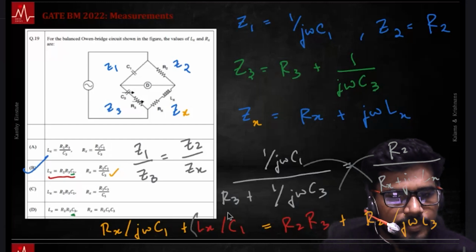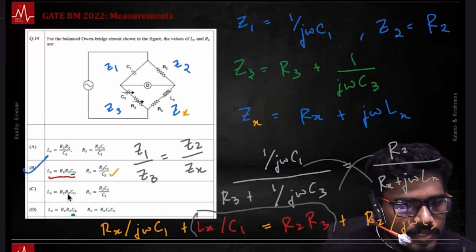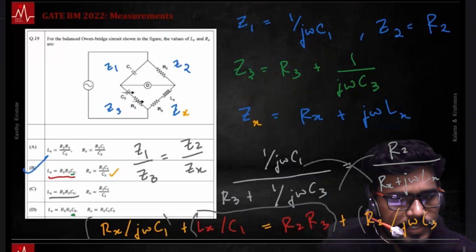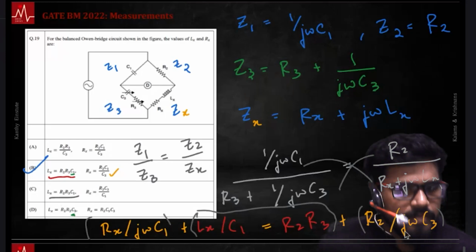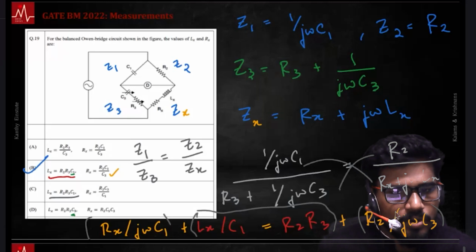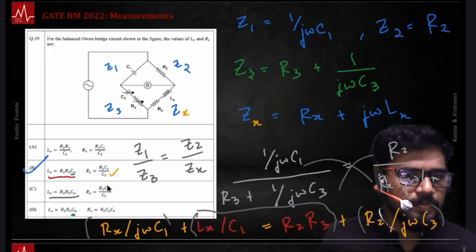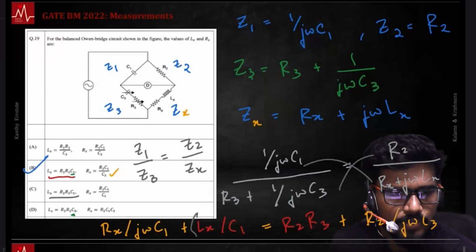What I got is, I equated the real parts here. There is no j term here. So Lx is R2 R3 into C1. Two options, I suppose, either this or this. Then this part, the yellow part, that's the imaginary part because there is a j there. Equate those two. Notice Rx will be R2 C1 by C3. Okay, fine. Let's go to the next one.